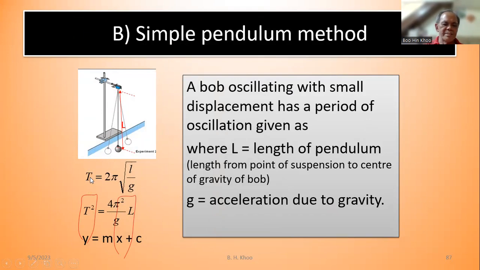The period equals 2 pi square root of L over g. If we square that, we get T squared equals 4 pi squared over g times L. These are constant. We compare with the equation of a straight line. The y-intercept is 0. So the gradient is just your 4 pi squared over g. We plot a graph of T squared against L.